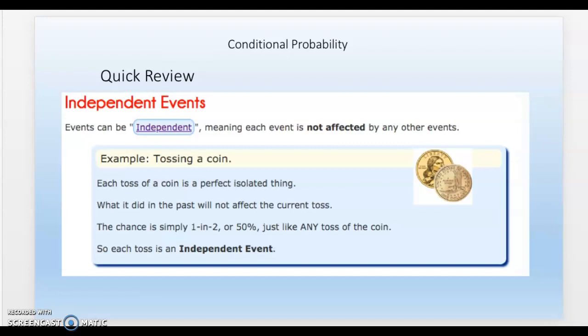Guys, just a quick review. Remember we talked about independent events. They were events that did not affect each other. The probability of one happening doesn't affect the other at all. Tossing two coins is an example here. If I toss one coin and I get heads, that doesn't affect the heads or tails on the second coin at all. They're independent events.